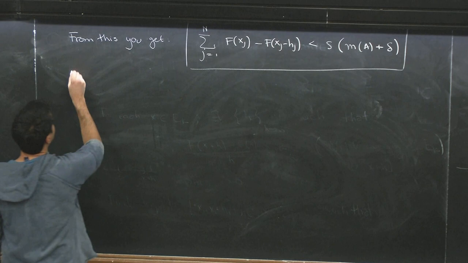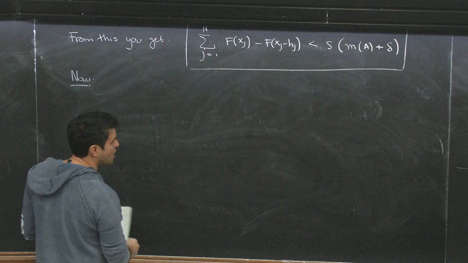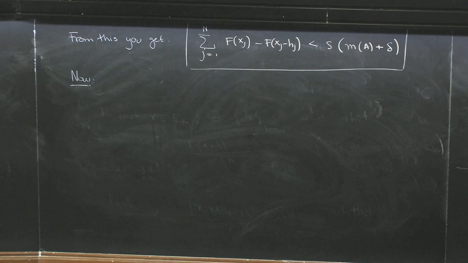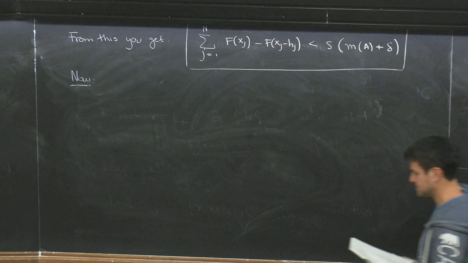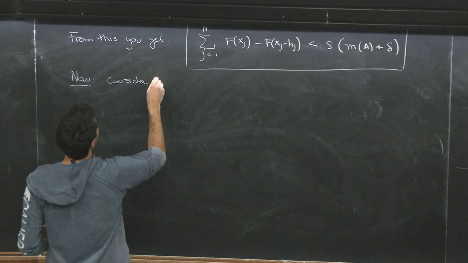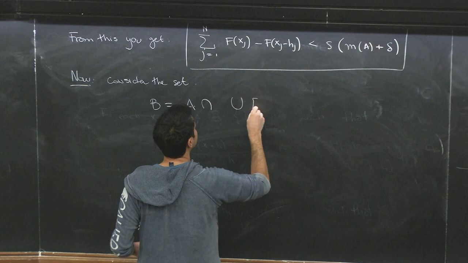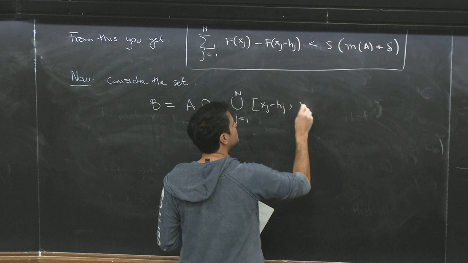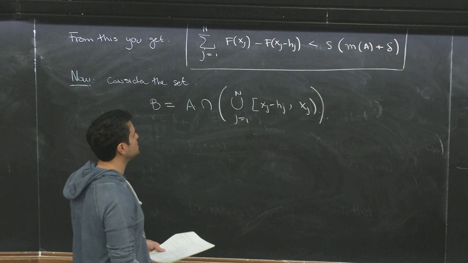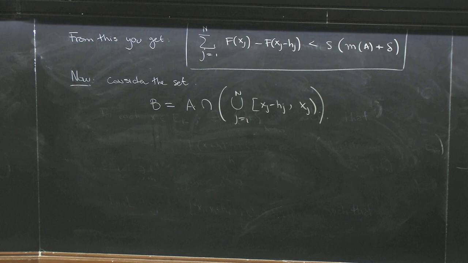Now what you do is work with the other inequalities. We have worked with this part. Now I want to work with this part here, where D1 is bigger than R. Consider the set B, which is going to be my original A intersection this union of these intervals xj minus hj up to xj, but I'm going to put a little open here on xj, because now I want my intervals to go to the right.